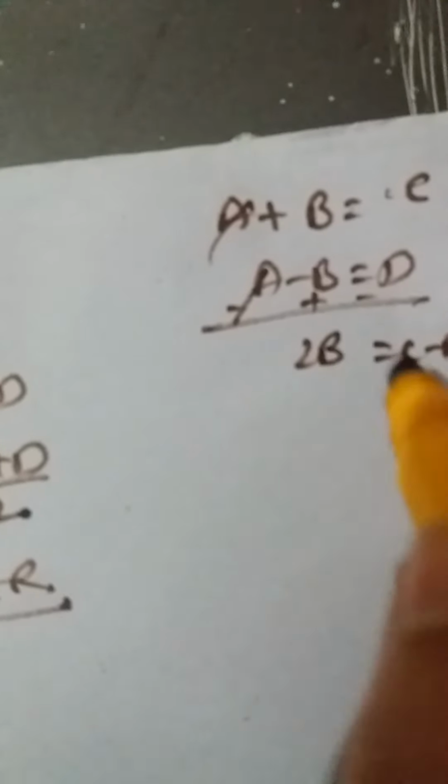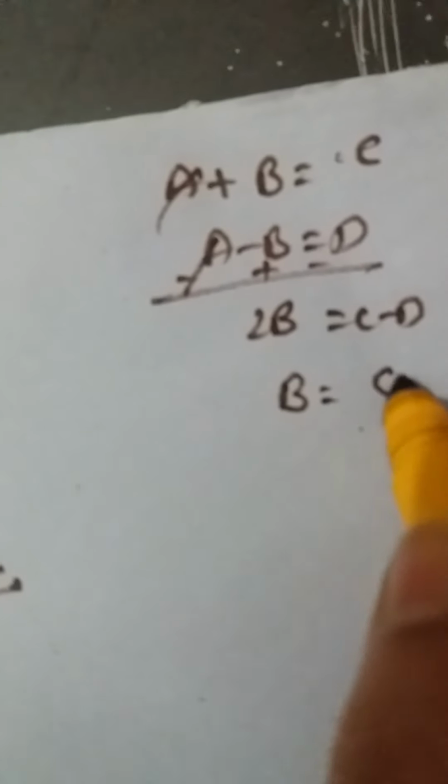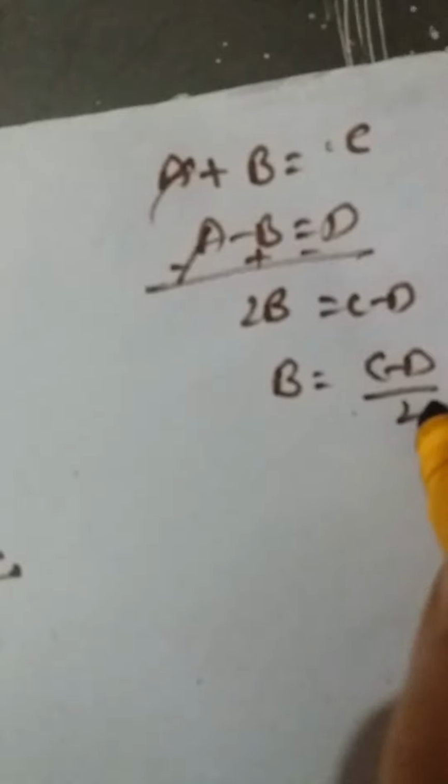Now I'll subtract these c and d. Observe here: a+b = c and a-b = d. Now let us find c-d. When we subtract c-d, the signs change, and minus a plus a get cancelled. b plus b is 2b. Now what is b? b = (c-d)/2.